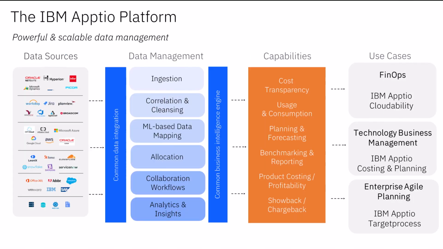A critical aspect of the IBM Apptio platform is how it manages and brings data into its capabilities to provide insights. IBM Apptio brings in many data sources, ingests them, cleans, correlates, and then applies business intelligence to use cases. It extracts insights from disparate data sources for near real-time, holistic views of client technology investments, enabling them to benchmark against previous periods in the industry.